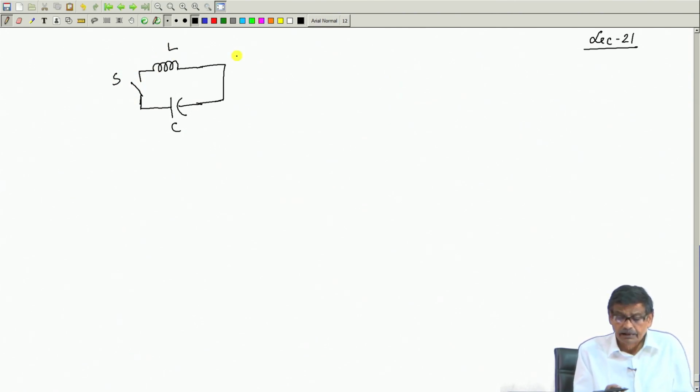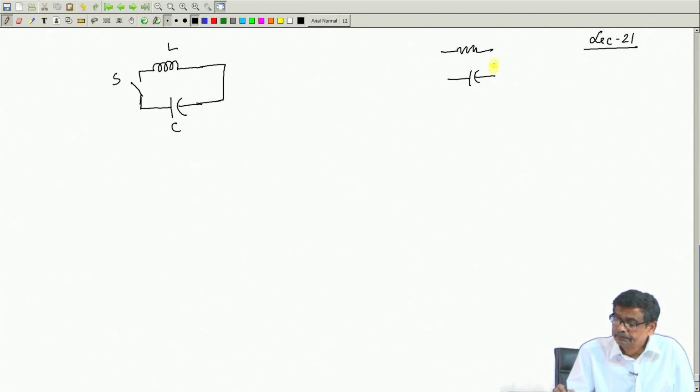Yes, there may be a current provided this capacitor had some initial voltage already charged from some other circuit. We have done this problem earlier, a charged capacitor, and we dissipated the energy in a resistance. Earlier we have done RC, where a capacitor was initially charged with a voltage V naught, and then we did like this.